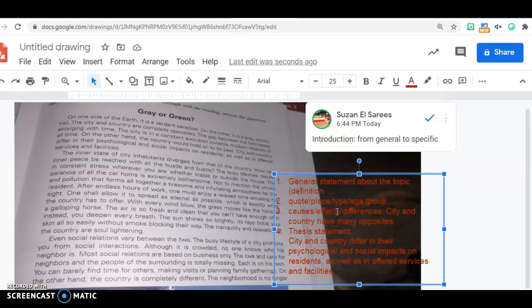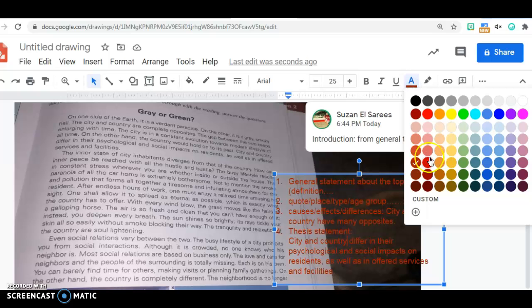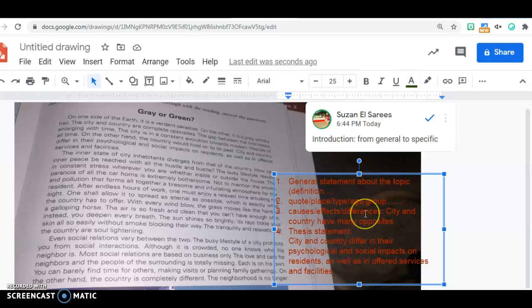Then I mention the thing I want to talk about: the differences, the causes, the effects. In the thesis statement, I mention exactly what the causes I want to talk about are, what the differences are, what the effects are, etc. For example, here, I copied it from here. City and country differ in their psychological, social impacts on residents as well as in offered services and facilities. When the writer has a general topic, I will change the color. The general topic is city and country. This is the topic. Usually we get it from the prompt, the question we have in hand.